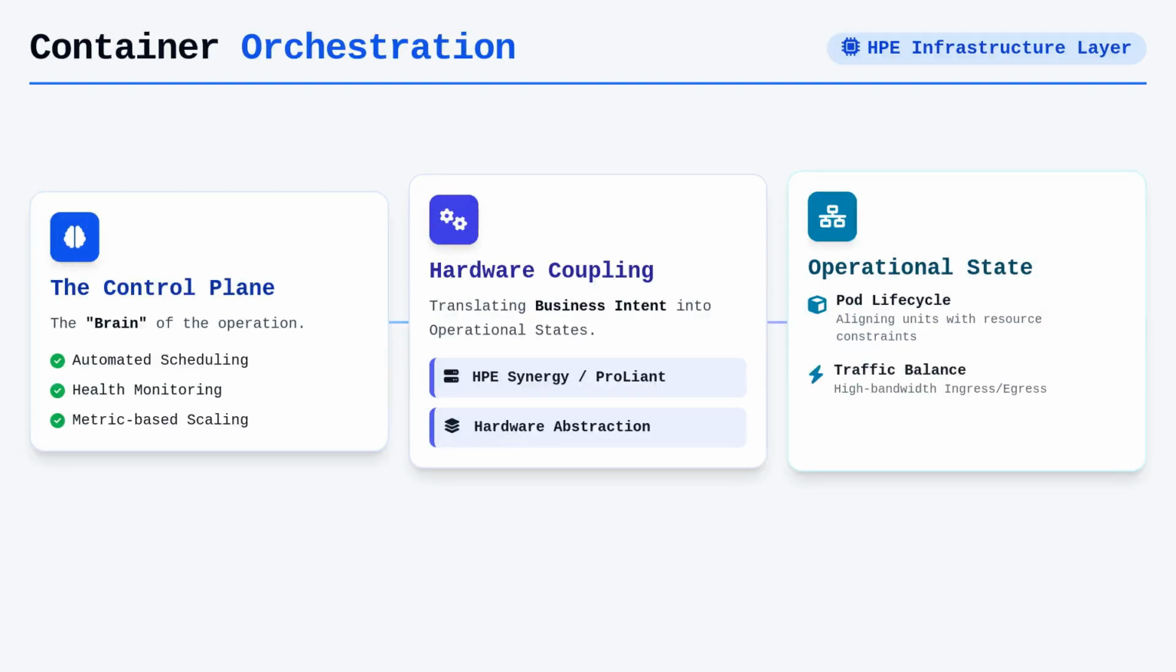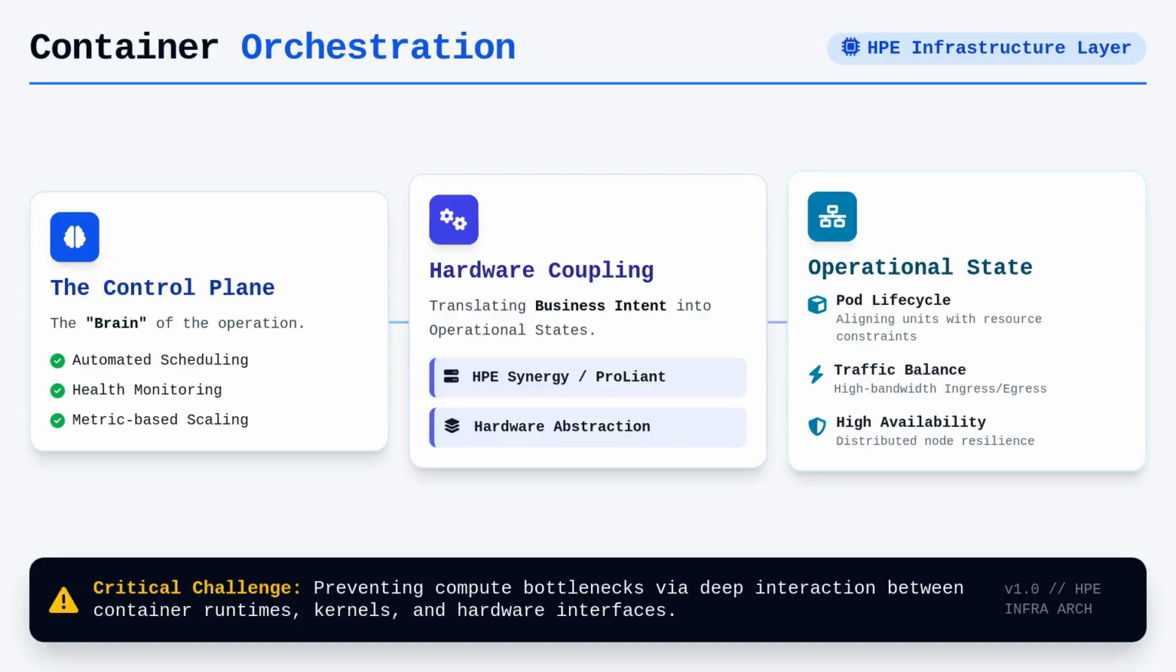We must look at resource algorithms and the way these allocators interact with the hardware abstraction layers to prevent bottlenecks during peak compute demands. This interaction necessitates a deep understanding of how container runtimes communicate with the kernel and the specific interfaces provided by the orchestration platform to expose hardware capabilities. Efficient orchestration also involves balancing the ingress and egress traffic, ensuring that the network fabric configuration supports the high bandwidth requirements of distributed containerized applications.